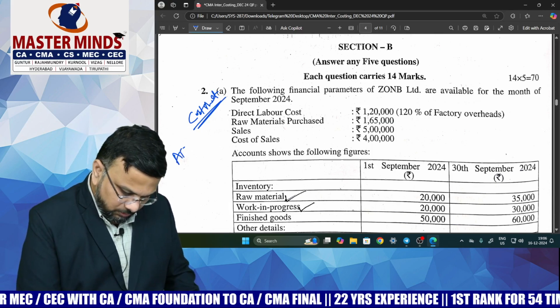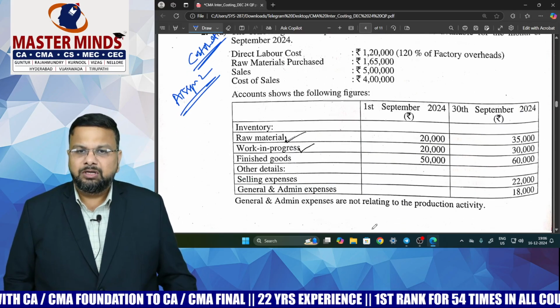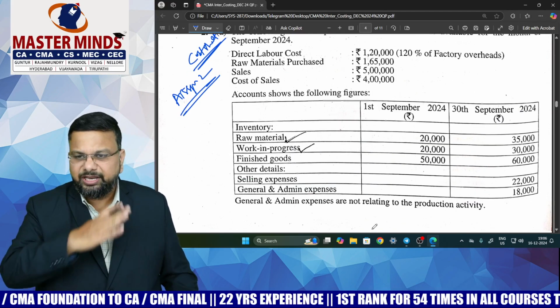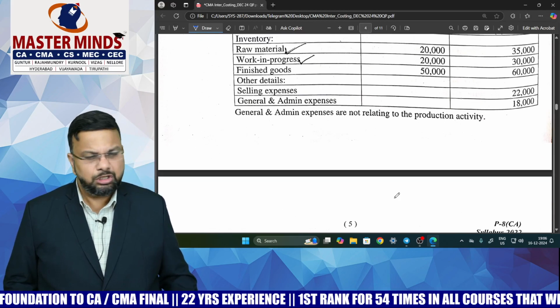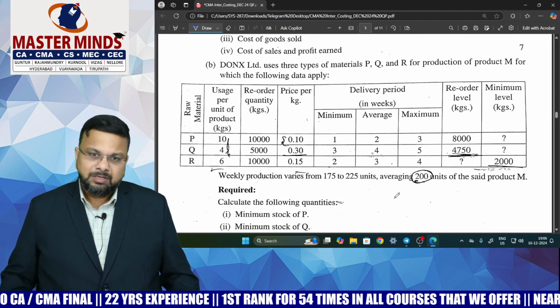And this problem is similar to the assignment problem in our material. Assignment problem 2 in our material. Okay, there is nothing to explain in this problem. Very, very basic problem. So I will skip on to the next problem. Next, my dear, this is from material cost chapter, from stock levels.